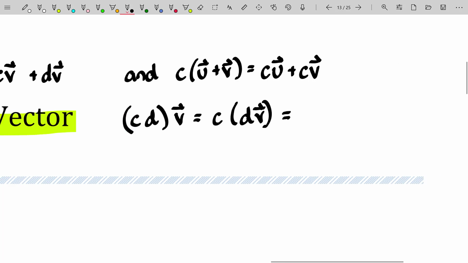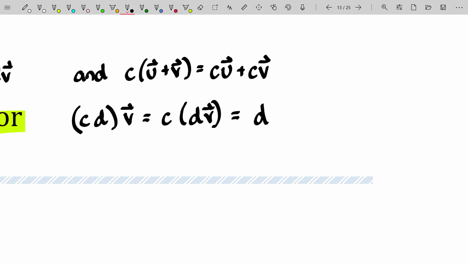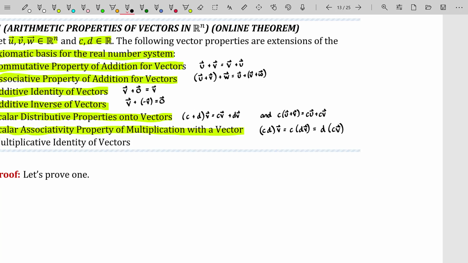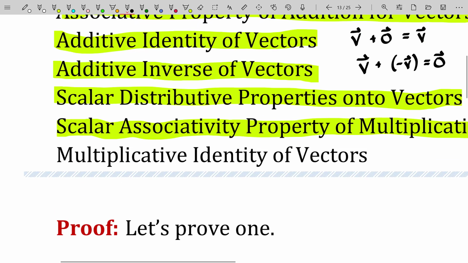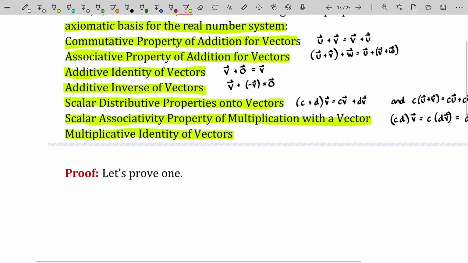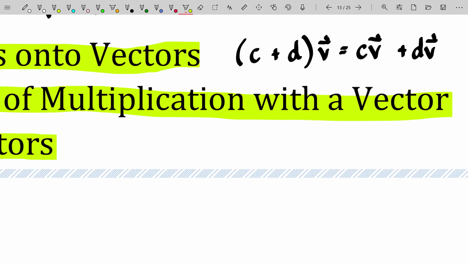And that's the same as taking the first scalar and multiplying it against the vector v and then multiplying that against the scalar d. So these are just the scalar associative properties of multiplication with a vector. And finally, we have the multiplicative identity of vectors. This is essentially just a scalar that we multiply by a vector so that it becomes the original vector again. Well, that's obviously 1. 1 times any vector is the vector itself.